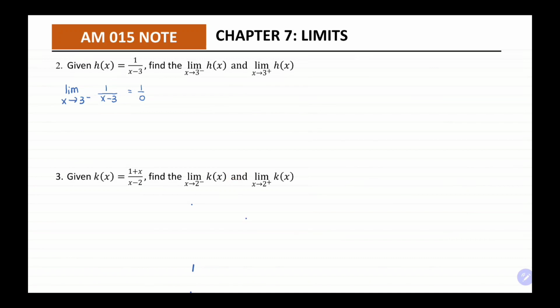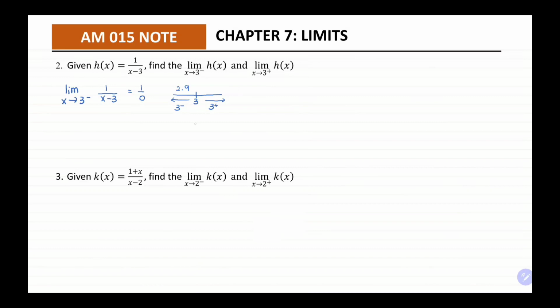Because it is undefined and cannot be solved, you need to imagine the number 3 from the left. Imagine the number line with 3; this one is 3 from the right, and this one is 3 from the left. 3 from the left means x less than 3. So choose one number that is closest to 3 but less than 3. So I choose 2.9. 2.9 is the number closest to 3, but it is less than 3.